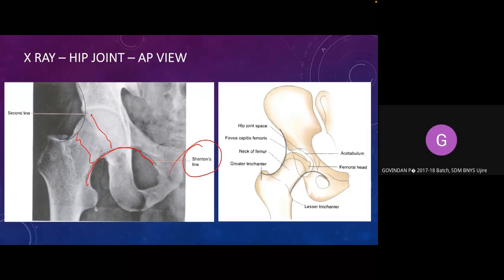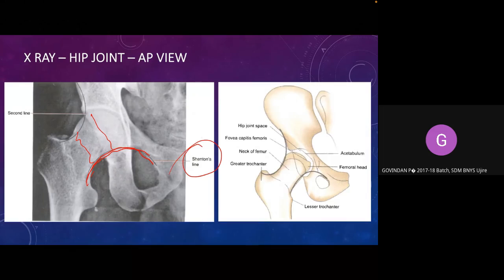This is the right and left hip with both the iliac fossa and the pubic rami covered. This is called a squared pelvis at the same level, and this line, Shenton's line, is broken when there is a fracture of the femur neck.